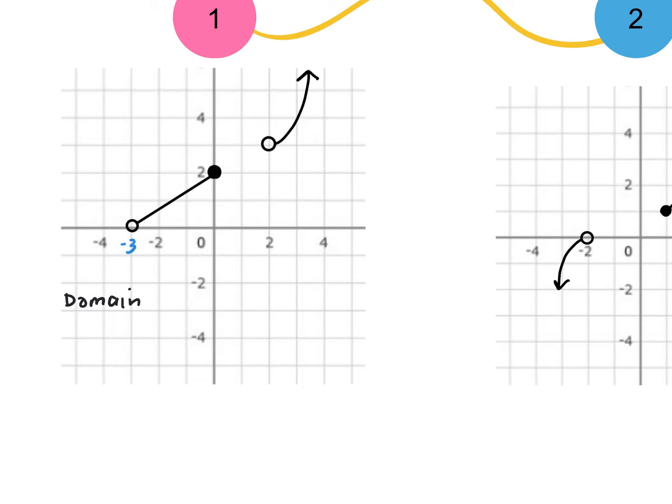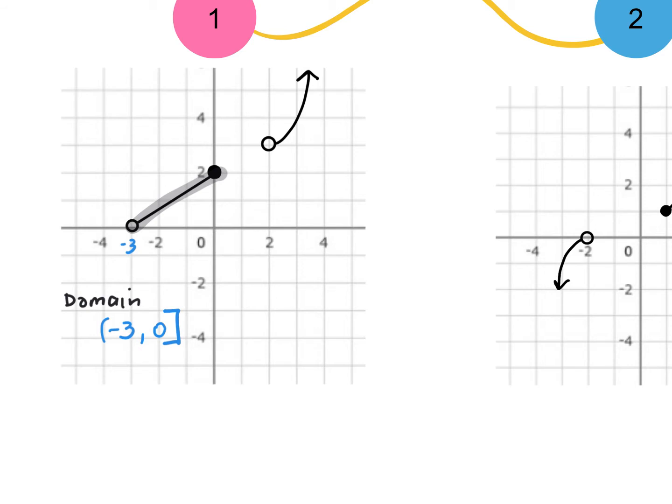-3. Is it an open dot or a closed dot? It's open, which means what in terms of interval notation? Parentheses, good. Then it goes until it hits here and it takes a break, so we have to account for that. So what's the end of that range? 0. So it goes from -3 to 0, and this time it's a solid dot, so it gets a bracket.